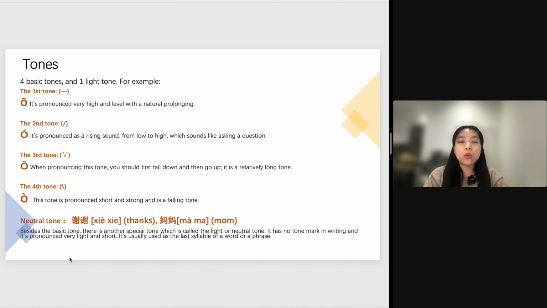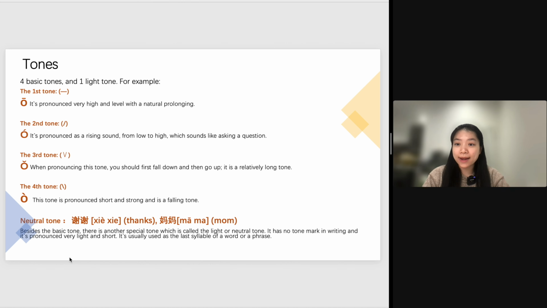But actually we will have 5 tones. Normally we will focus on 4 tones. The 5th tone is not very essential and it's easy for you once you learn the other 4 tones. So this time we will focus on 4 tones.